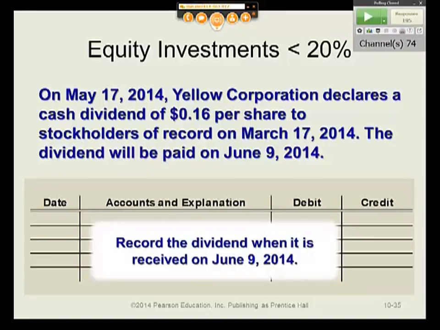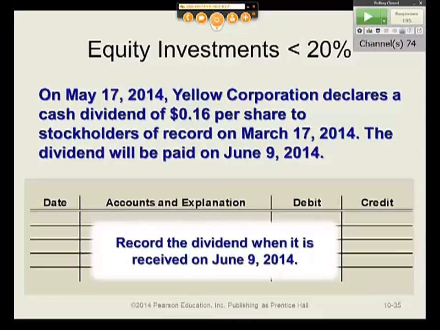They're paid to the shareholders of record on March 17th. So basically, they're going to go back and determine who held the stock as of March 17th, and the dividend will actually be paid on June 9th. So there's a date of declaration, there's a date of record, and there's a date of payment, which we'll see in much more detail when we look at the stockholders' equity section.